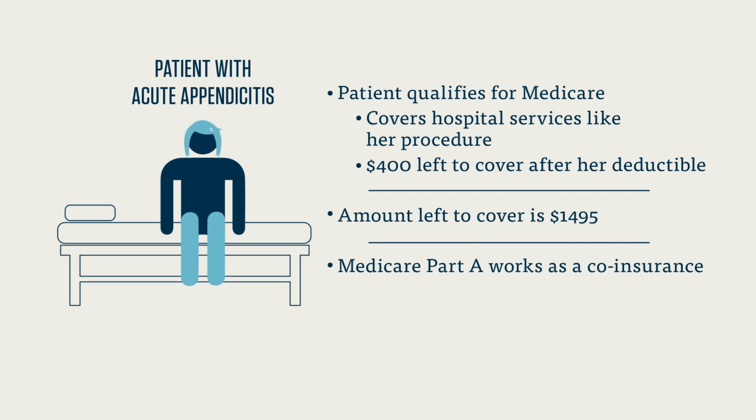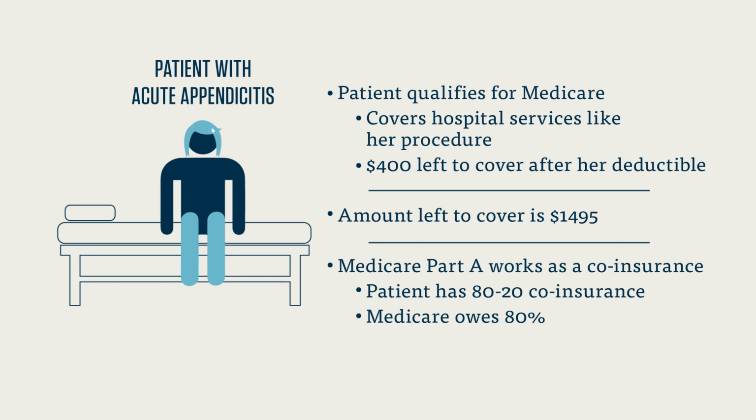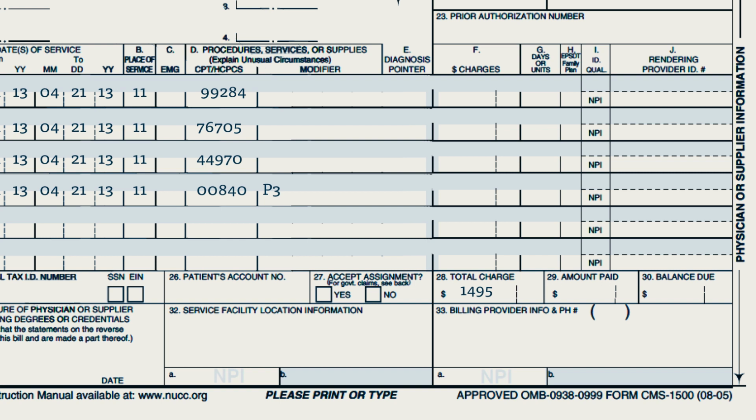Medicare Part A can work as a coinsurance. For our example, let's say the patient has an 80-20 coinsurance. That means Medicare owes 80% of the cost of the procedure, while she'll owe the remaining 20%. So we take 80% of the $1,495, $1,196, and put that in element 29. That makes the balance for the procedure, for example, what the patient owes, $299.